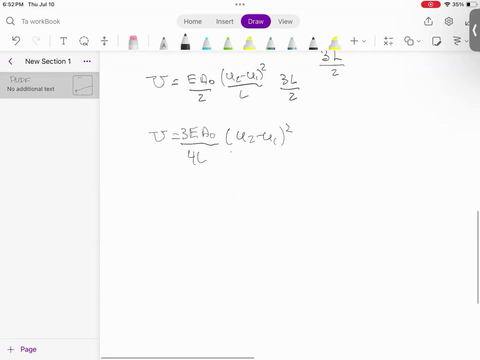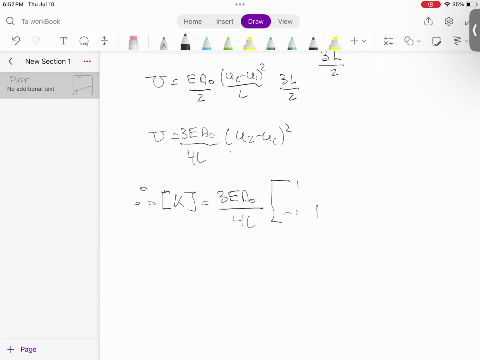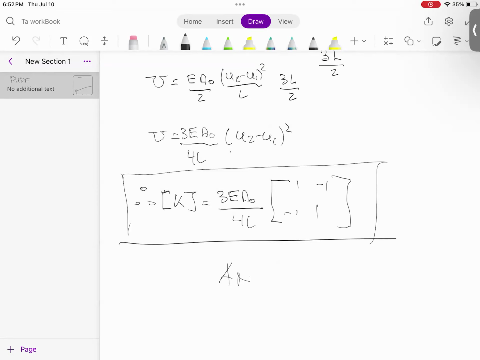So when we want to find the actual stiffness matrix of the bar, we get stiffness matrix K equal to 3 E A naught over 4L times [1, negative 1; negative 1, 1]. And this here is our final answer.